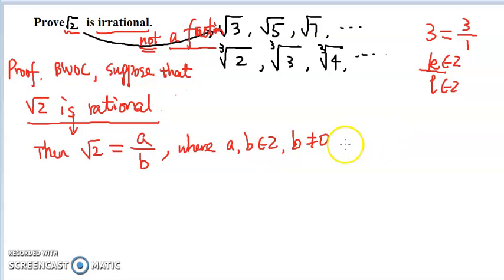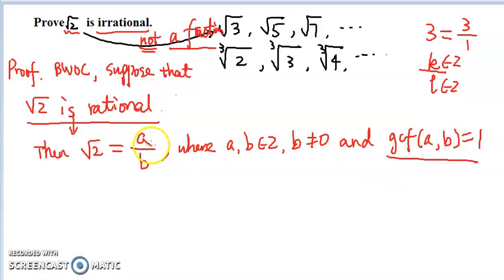We also need to add an extra condition. The condition is the greatest common factor of a and b is equal to 1. What does that mean? That means this fraction is reduced to its simplest form. So you won't have a fraction like 4 over 6, because 4 over 6 is not really reduced. If it's equal to 4 over 6, we're going to reduce it to 2 over 3. So this condition right here is very important, because the contradiction is going to be contradictory to this assumption.